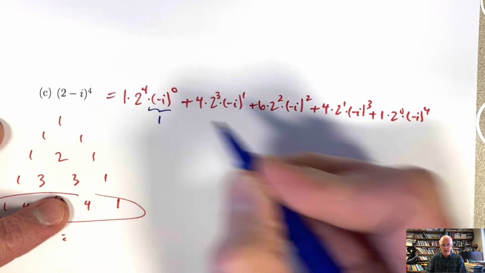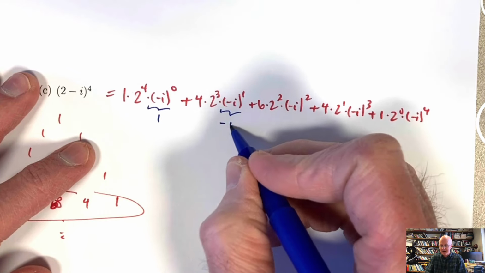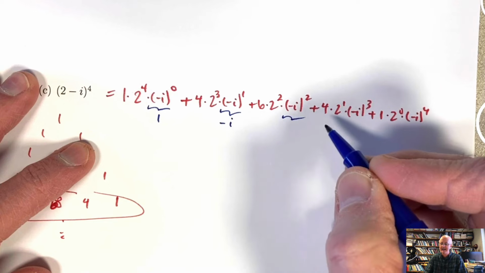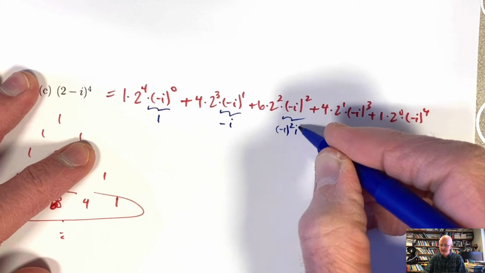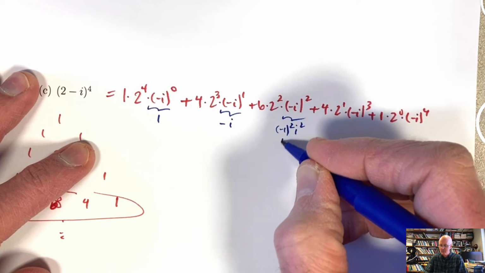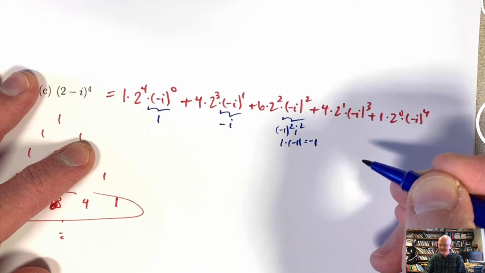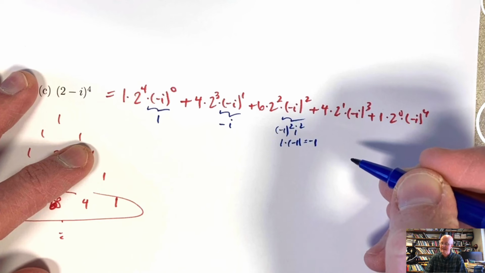This is certainly a 1. Negative i to the first power is negative i. Negative i squared, think about that. That's the same as negative 1 squared times i squared, which is positive 1 times negative 1, which is negative 1. i squared is negative 1. Negative i squared is negative 1.